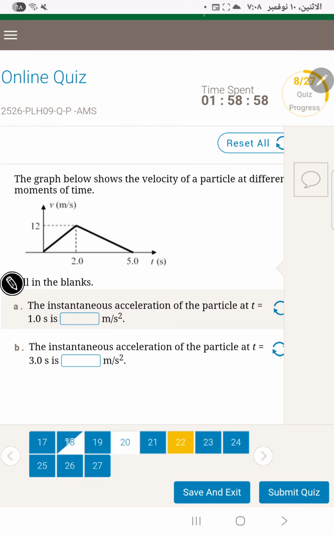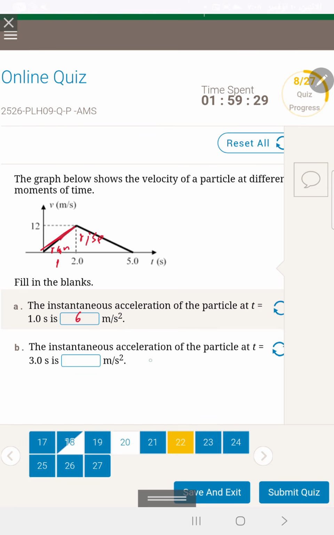The graph below shows the velocity of a particle at different moments of time. The instantaneous acceleration of the particle is what? Instantaneous acceleration at 1. Here you have 1, you go to the graph, you do the slope formula, or you can do rise over run directly. 12 over 2, this is rise, this is run. Rise over run, 12 over 2, 6.